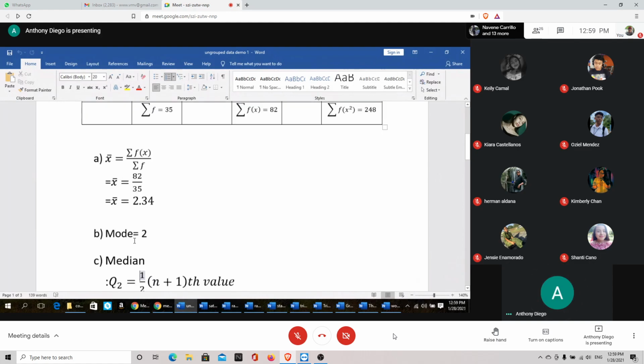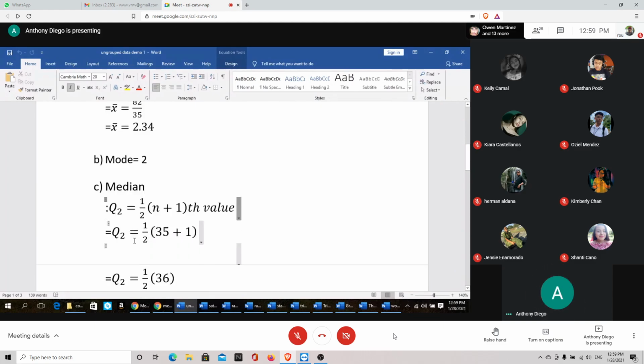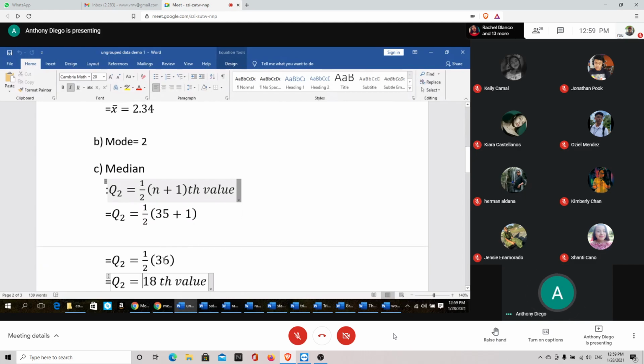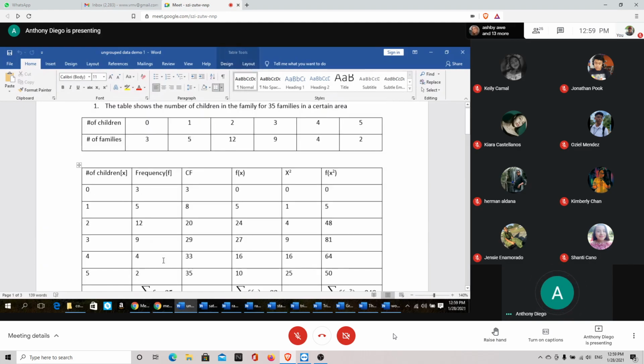So in this case, for the median, I told you that n is the summation of f. So in that case, the summation of f is 35, plus 1, that will be 36, and half of 36 is the 18th value. Now, here is where the cumulative frequency comes in. The 18th value. So we go to the cumulative frequency. If you notice, the 18th value doesn't fall in the 3 here, it doesn't fall in the 8, but it falls in the 20. The 18th value falls in the 20 here. And the value that corresponds to that is 2 as well.